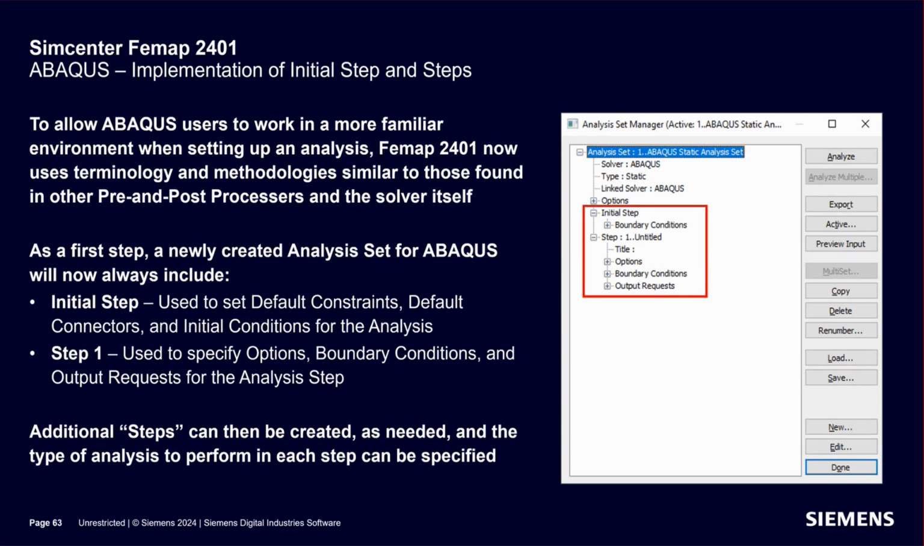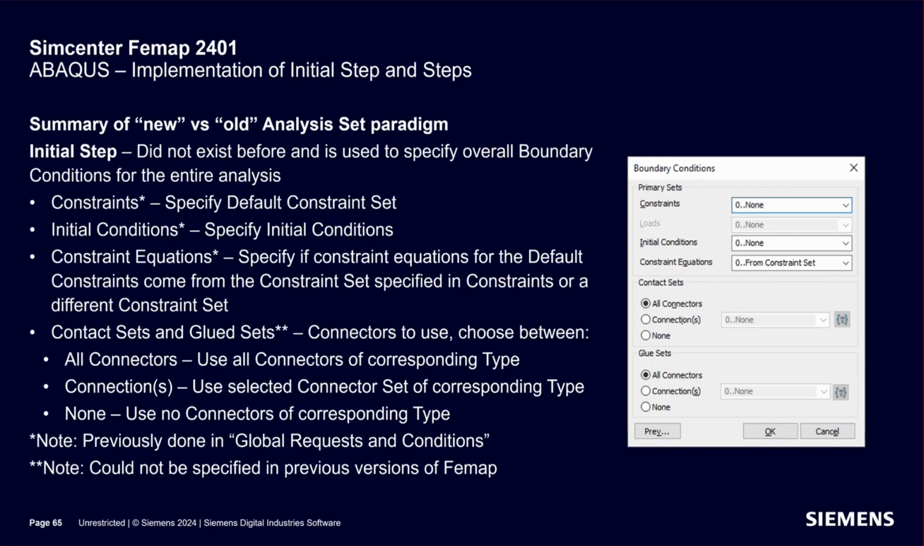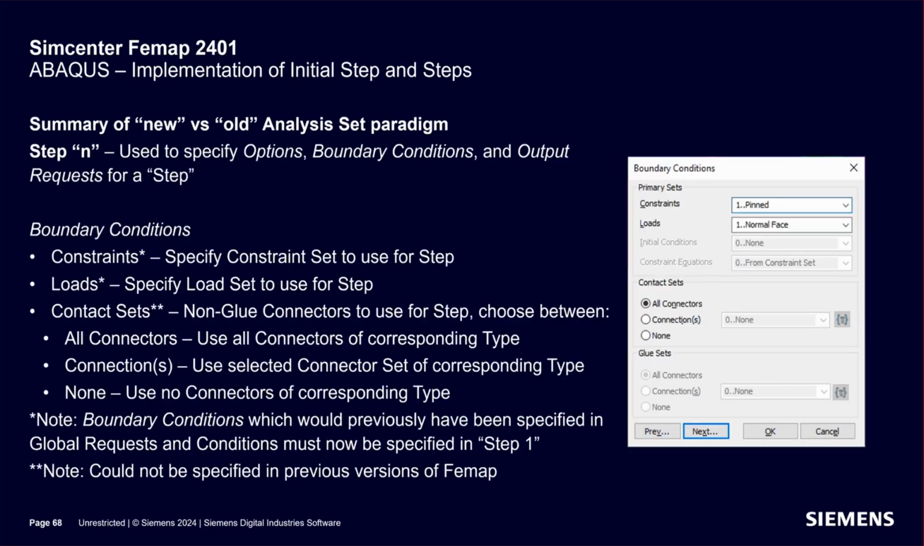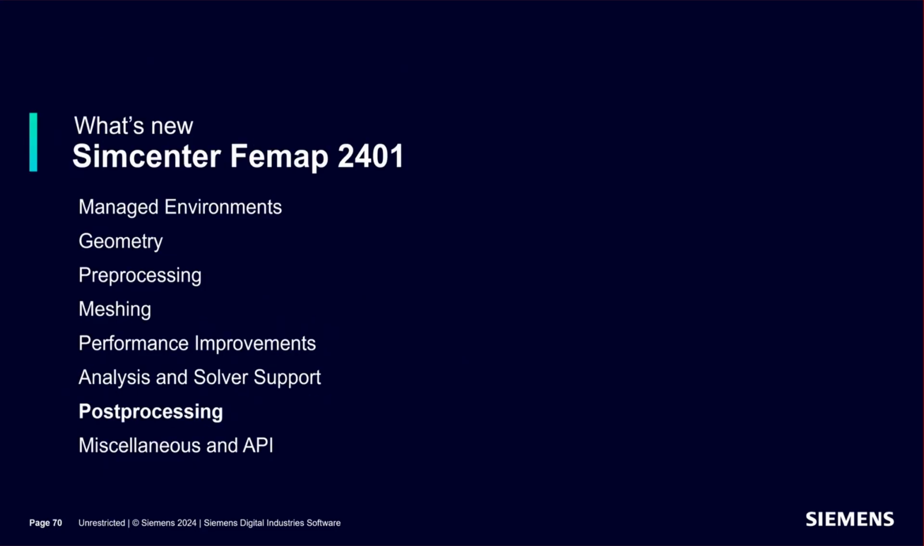So you can actually now just do that for each step, and just know that when you make a new one, you'll always get step one automatically created for you. But then you can have as many as you want. You can do different output requests. You can do things of that nature. So yeah, I'm not going to go through all this. We didn't really change anything on that front.